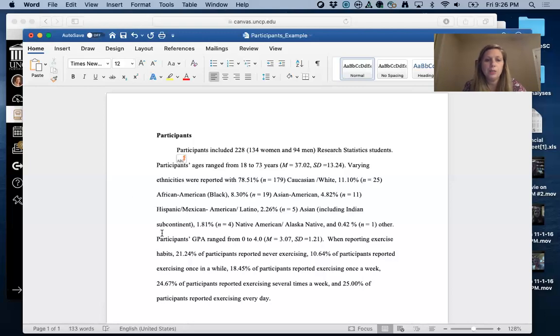Then we have participants' GPA range from 0 to 4, and then I have the average, the mean, and the standard deviation. We're reporting exercise habits. This percentage reported never exercising, et cetera, et cetera.